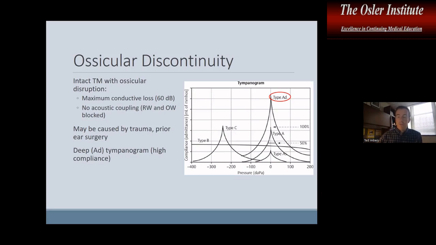So if the patient has had some form of reconstruction and the ossicular prosthesis becomes dislodged or displaced, you can have, again, that intact tympanic membrane and then lack of coupling. On the tympanogram, classically, you'll see the A subtype D tracing, so hypercompliant, which is illustrated there on the right.